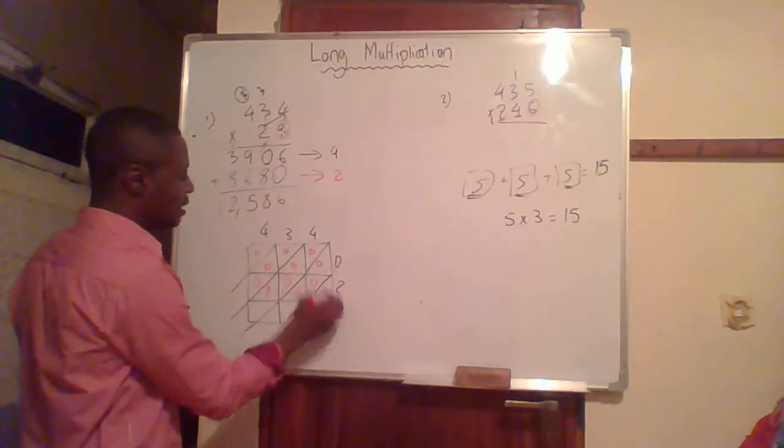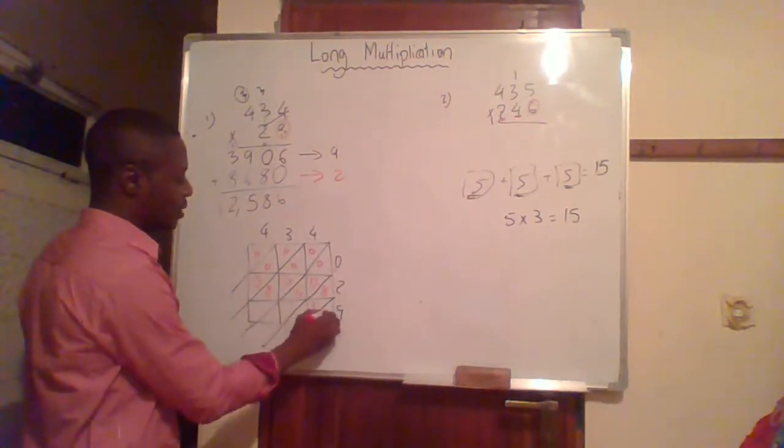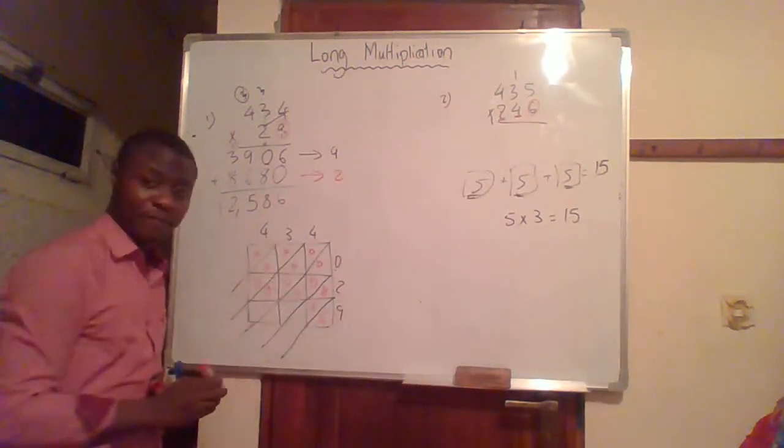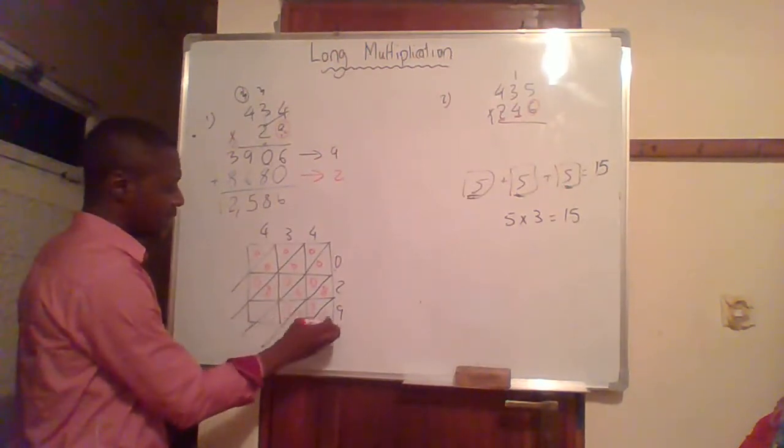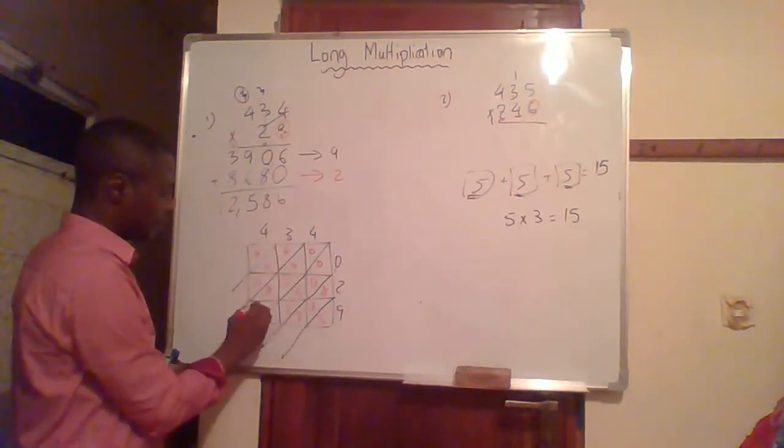Now it's 9. 9 times 4, it's 36. So I'm going to write the 36 like this. 9 times 3, it's 27. So I'm going to write 27 like this. 9 times 4, it's 36.